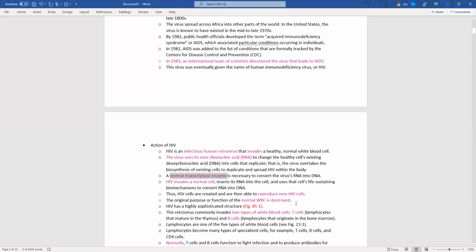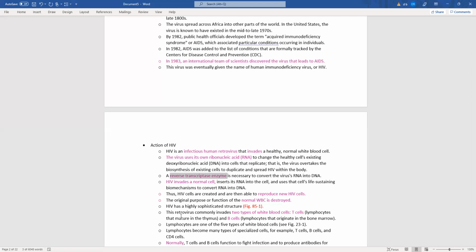Going back to that first thing I said, the white blood cells we need to help us fight off infections are destroyed by the HIV cells. So HIV has a highly sophisticated structure. If you look at the figure in 85-1, when we say highly sophisticated, if you turn the page in the new book, 15-10, you will see the structure of that HIV cell.